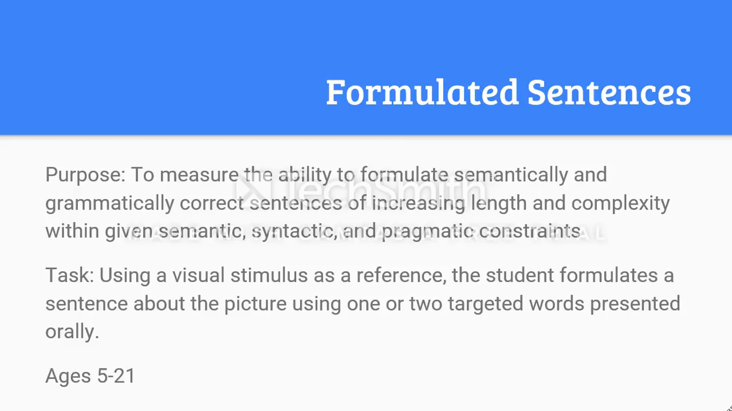To do this, they are using a visual stimulus as a reference, and they'll need to formulate a sentence about the picture using a target word or 2 that they are given. So an example would be when they are shown a picture of a library scene and instructed to make a sentence using the word reading. They should make the sentence related to the picture and it has to contain the target word. And as the testing progresses, more words would be added, so they would have to make a sentence with 2 words instead of 1. This is appropriate for ages 5 to 21.